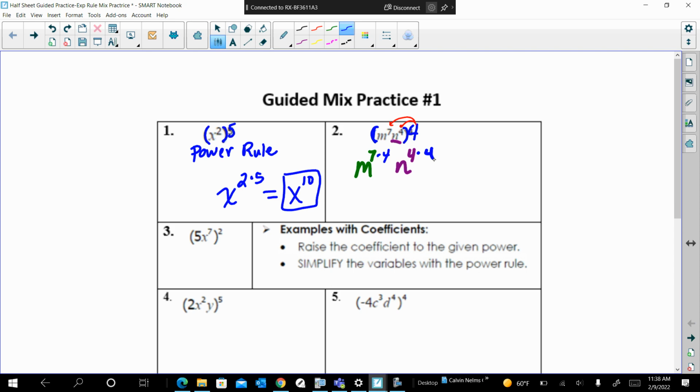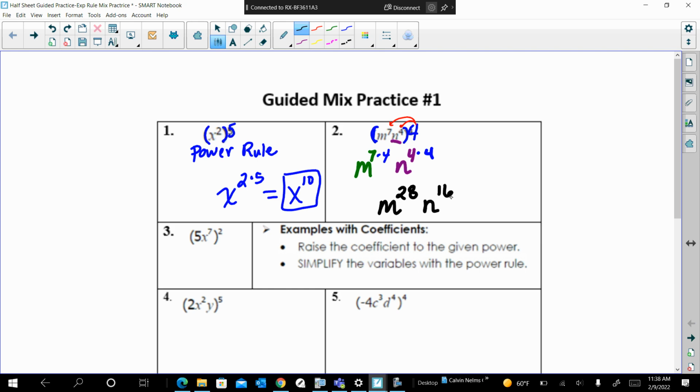Okay, see if you get that final answer. So when you write this, this should be M to the 28th power and N to the 16th power. If you're not sure about the multiplication, just use the calculator, guys. You're going to need it today. Trust me. Just get in the habit of using it.